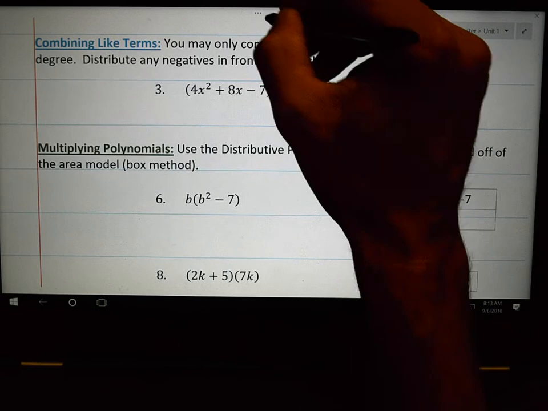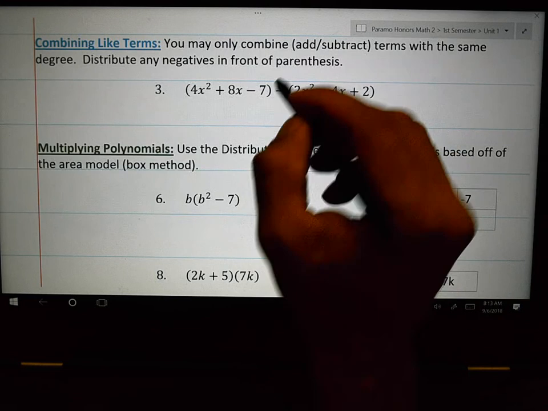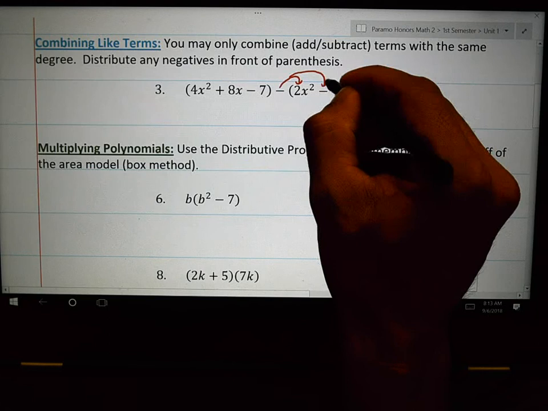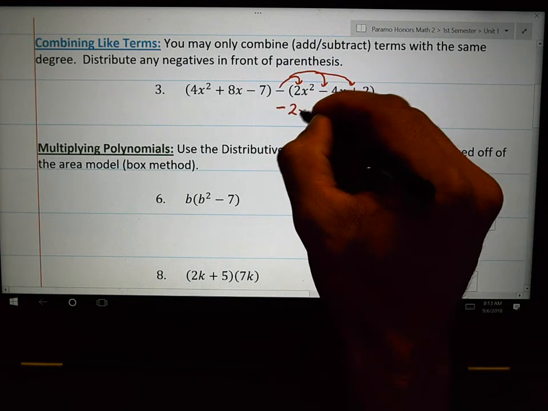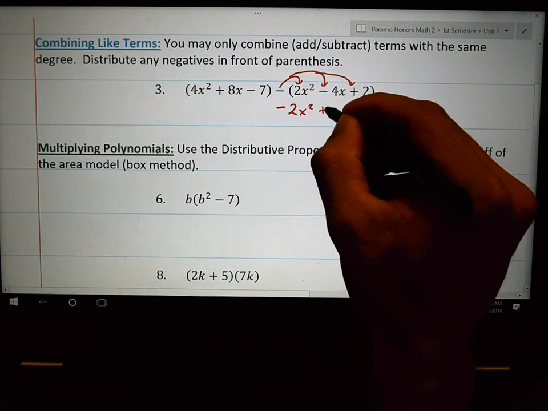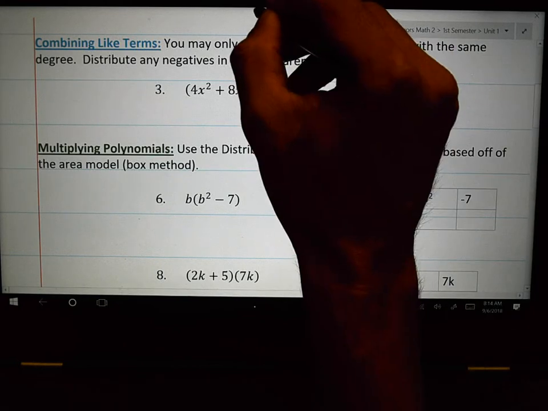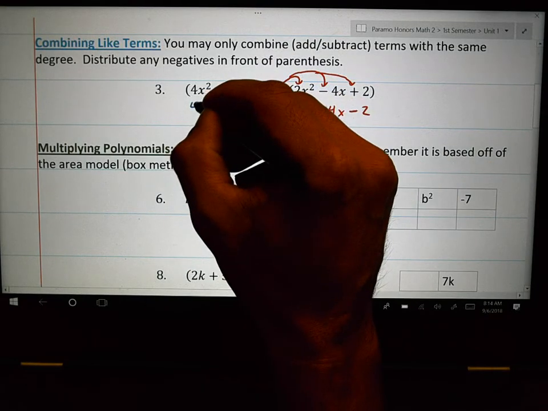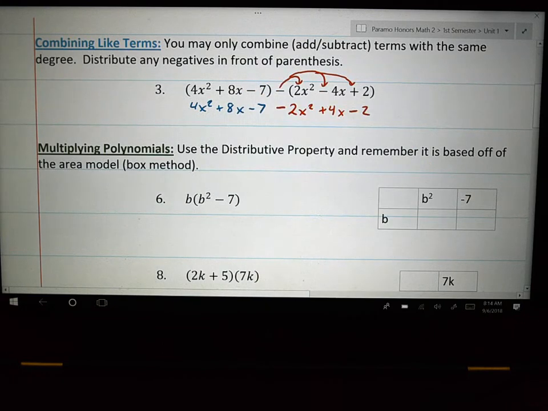So here we go. Let me click this. If I have a minus sign, I am going to subtract everything that follows. I can think of it like I'm subtracting the 2x squared. I'm subtracting the negative 4x, which makes that a positive 4x. I am subtracting the positive 2, which means minus 2. Everything else stays the same. The 4x squared, the 8x, the minus 7, all stays the same.